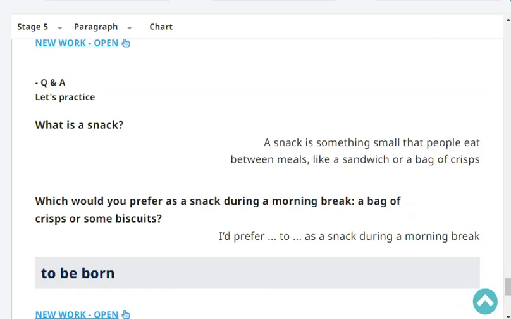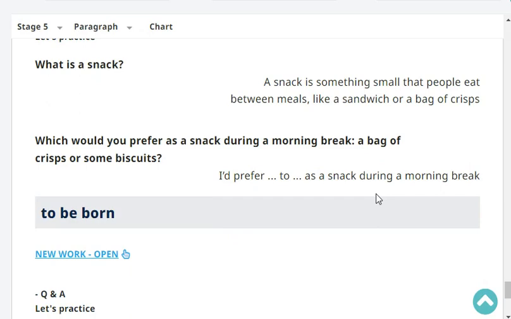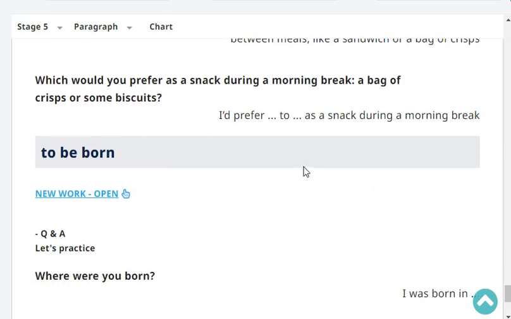What is a snack? A snack is something small that people eat between meals, like a sandwich or a bag of crisps. Very good. Which would you prefer as a snack during a morning break? A bag of crisps or some biscuits? I prefer a bag of crisps as a snack during a morning break. Very good.